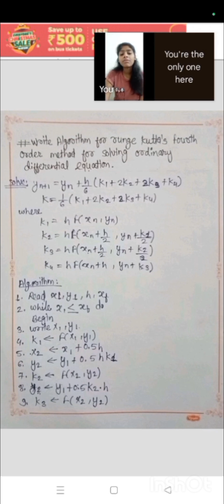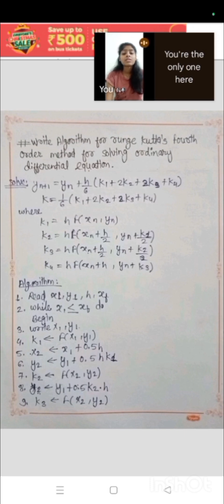Okay, so k1 is equal to f of x1 and y1. Now in the fifth step, x2 is equal to x1 plus 0.5h, y2 is equal to y1 plus 0.5h k1, and we take the x2 and y2 values in k2, so we write k2 is equal to f of x2 and y2.